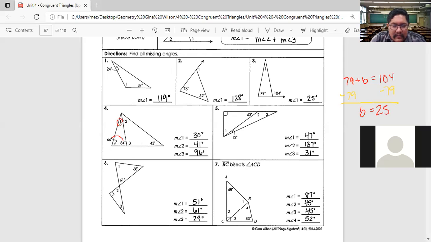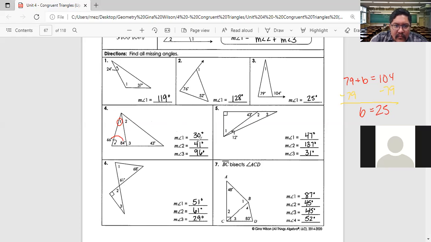And, well, let's see, let me grab my calculator. 84 plus 66 would be 150. And if these two are 150, that must mean that this one would be 180. And how do we get to 180? Well, that one would need to be 30 degrees. So if we add up all 3 of these angles here, then that will be 180. So that's how they got this one here.